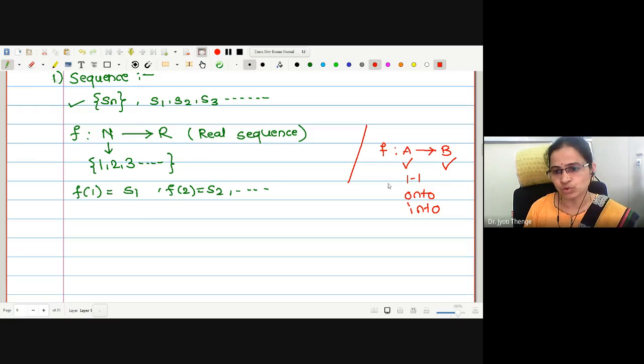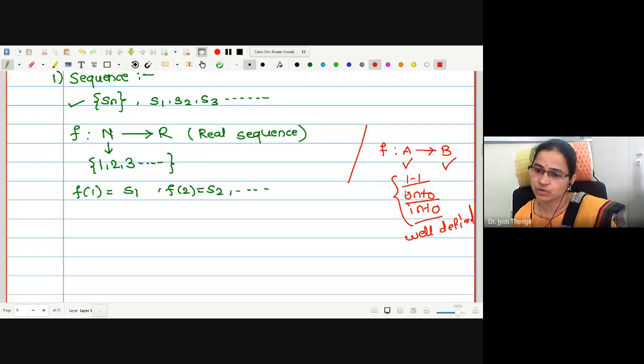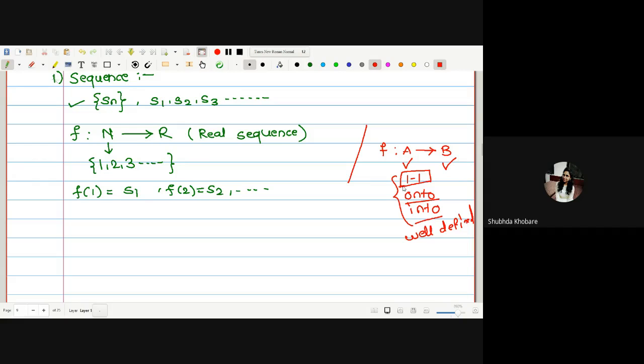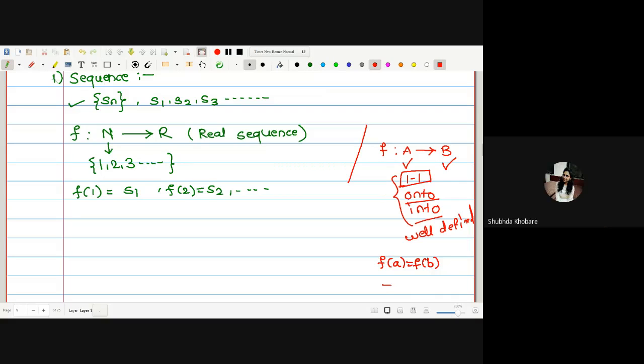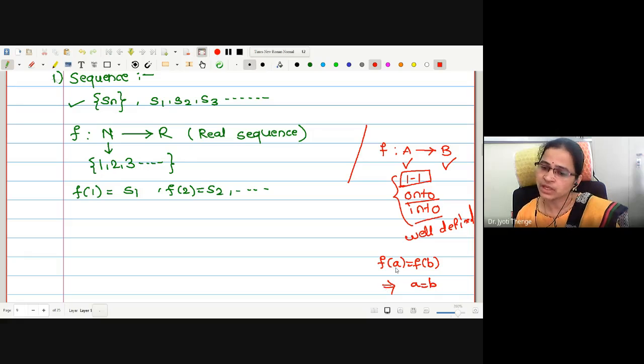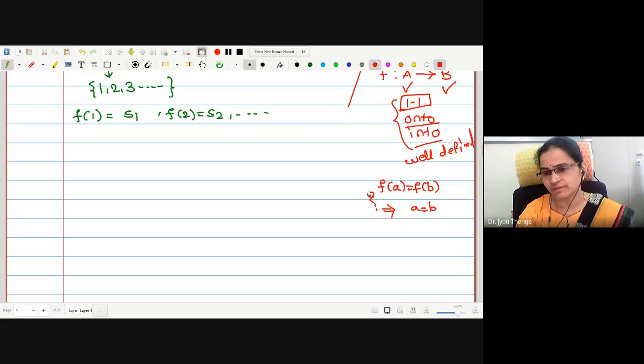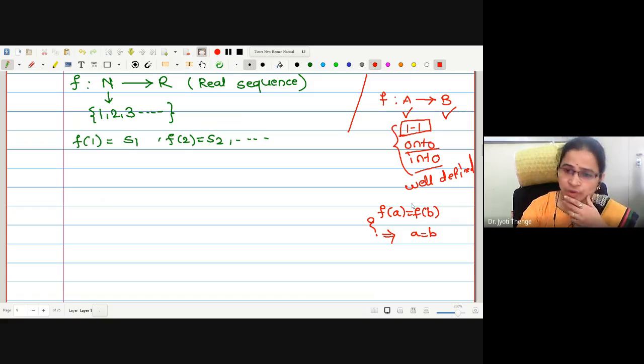Now, I don't want to go into this part actually, but you should know what is one-one, what is onto, what is a well-defined function. While proving, you may take this as homework and you can remind me tomorrow. In one-one, what are we proving actually? If the images are equal, then these two elements are also equal. f of a is equal to f of b will imply a is equal to b. But from this, how can you say that the function is one-one? How can you understand from this statement f(a) equals f(b) implies a equals b that this is a one-one function?